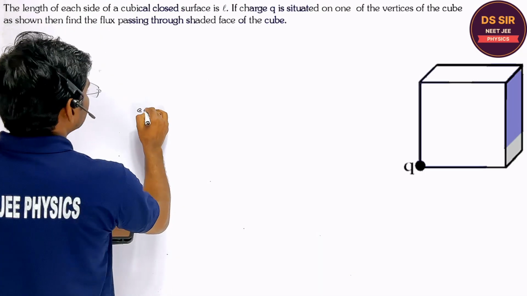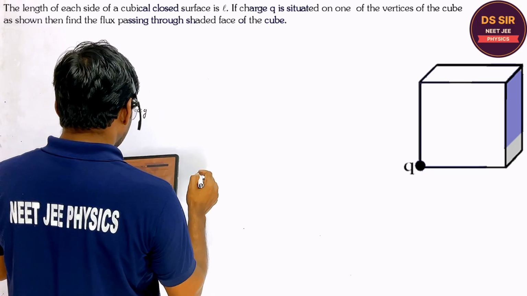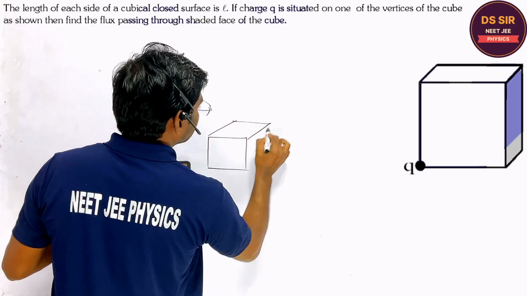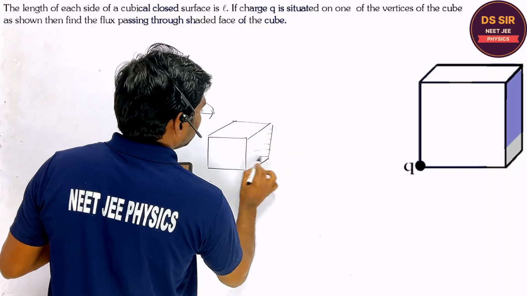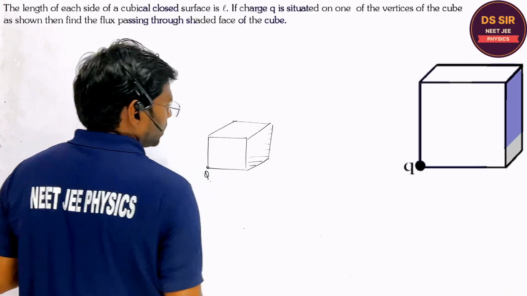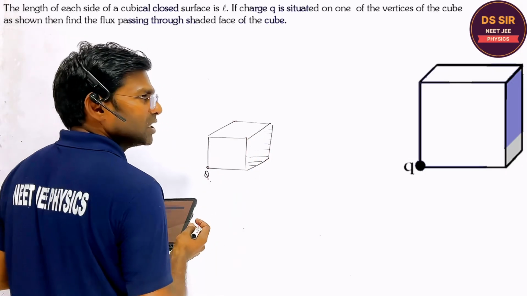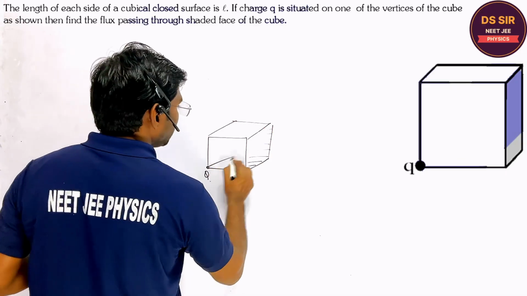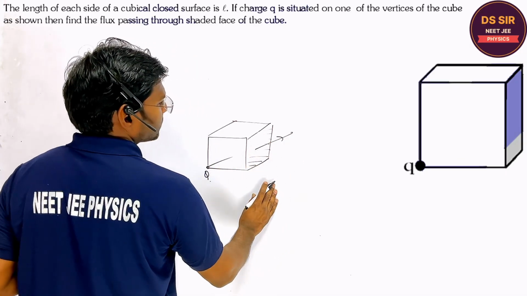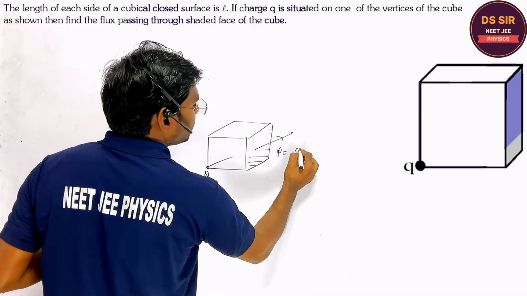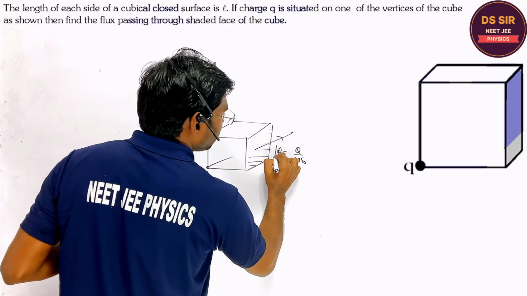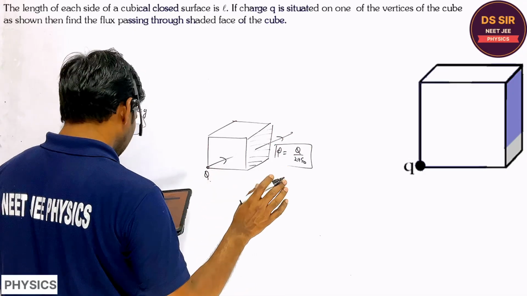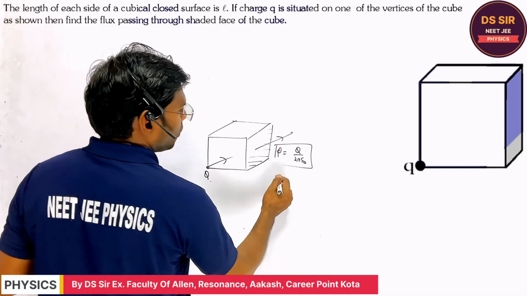So read this question. I have explained this question. The length of each side of the cubical closed surface is L, right? And this is the shaded portion. And the charge Q is placed over the corner. You have to find the flux linked with this. So this is the non-touching surface or not? What will be the flux linked with this face? You tell. The flux is nothing but Q upon 24 epsilon naught, if you remember. I had explained, right? Tell me. So which option is okay? The option is not given.